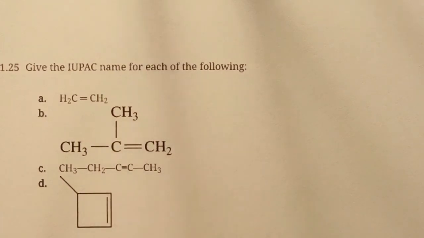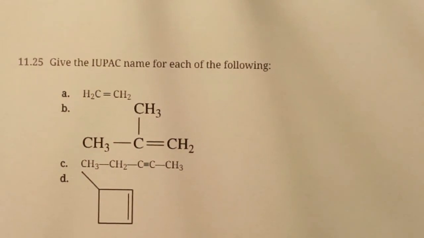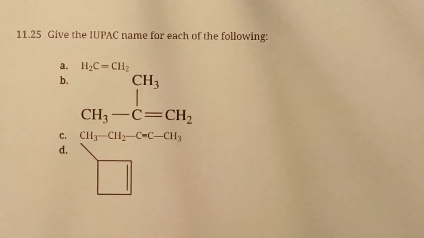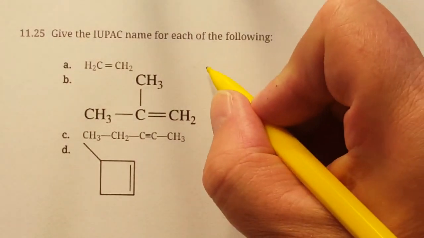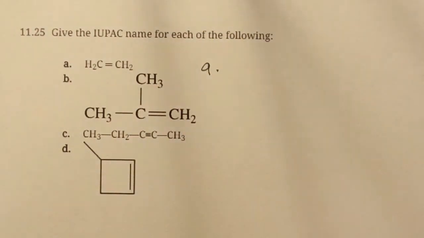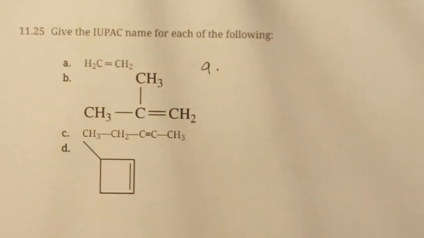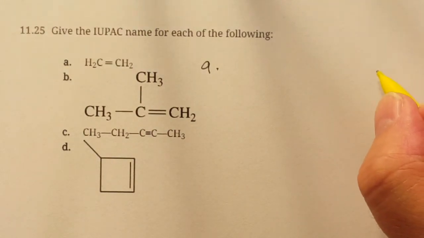So let's continue on with question number 11.25. Give the IUPAC name for each of the following. So let's begin with A. When you're given a structure, it's best to name that compound by starting at the end. For example, we know that this has a double bond, so it's an alkene, and it's going to end in -ene.